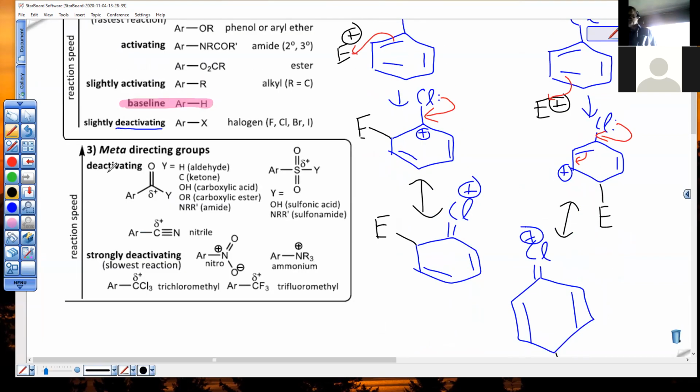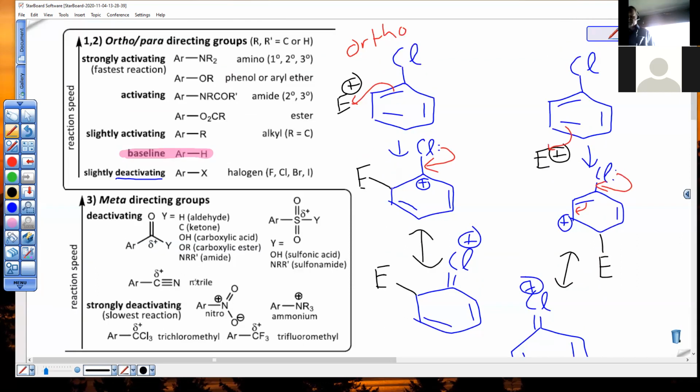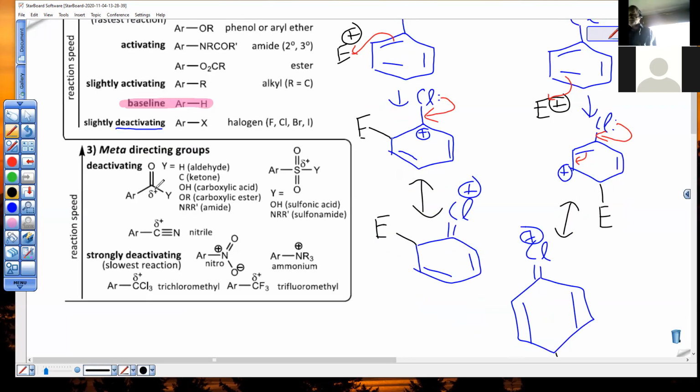And these things slow things down a lot. Deactivating is bigger here because it's more deactivating. That's why it's lower on this speed chart. It's like a potential energy chart, really. Why are these so slow? Well, you've got a slightly positive carbon attached to a benzene, and then you're going to make the benzene into a carbocation in the mechanism. That's definitely slower than not having a positive atom attached.